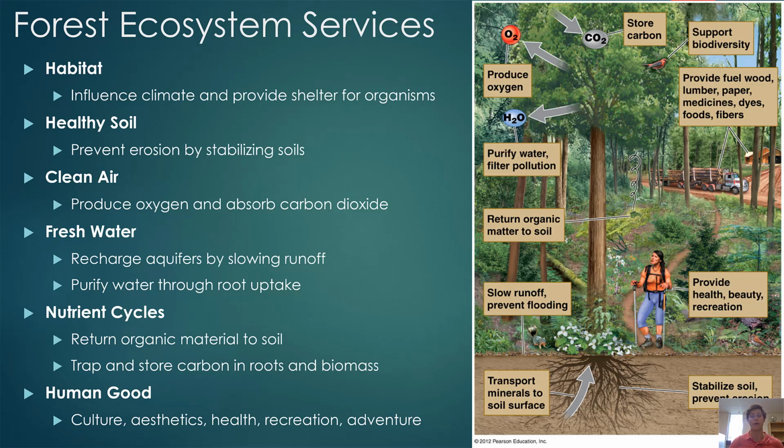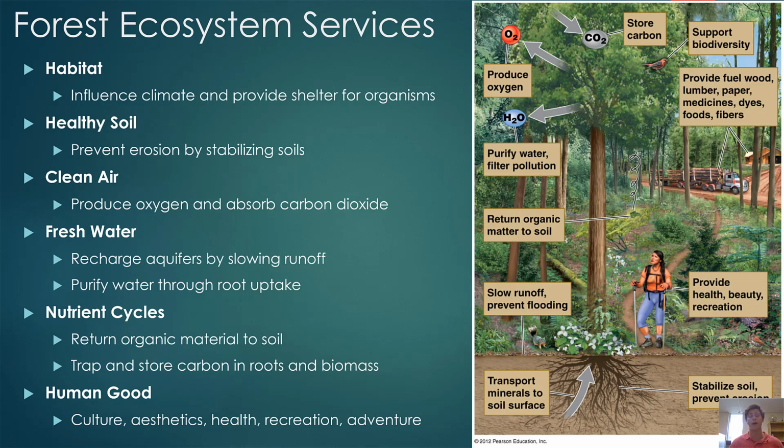And they do this simply because they influence the climate by buffering things like wind, providing consistent precipitation, as well as controlling temperature. They influence their own climates, and they provide shelter via all the structural complexity, all those nooks and crannies within the branches, trunks, and roots of different trees. So they provide a lot of shelter for different organisms.